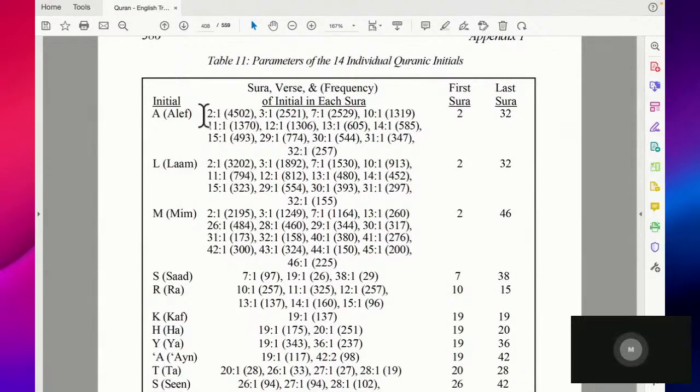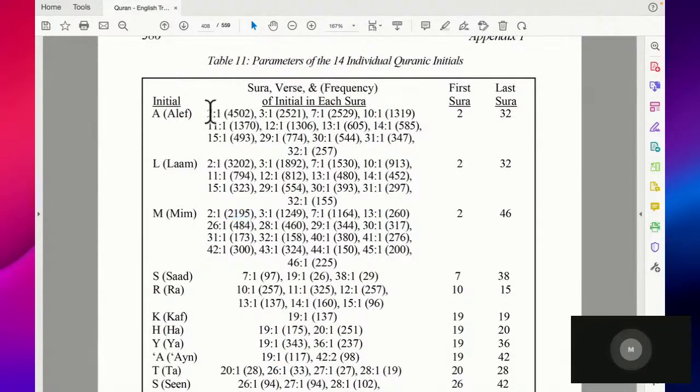For example, Surah 2, if you remember, was Surah Al-Baqarah, the heifer, and it started with Alef Lam Mim, A-L-M. The count of, for example, Aleph in that surah was 4,502. That was the number of the Aleph or A in that surah. Also in the same surah we had Lam. You would see that in the whole surah we have 3,202 Lam and 2,195 Mim. So this is what it means for the second column.